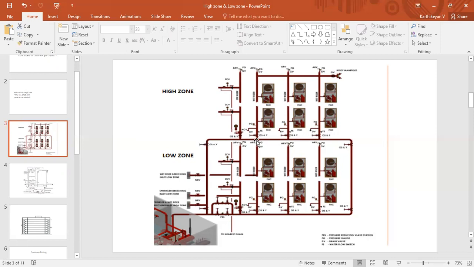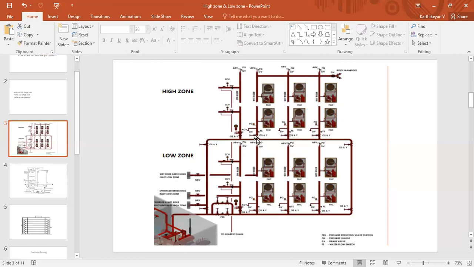If the high zone starts after 51 meters, what is the use of this? From here your pump pressure is 17 bar. From here to here, 51 meters is made, so the vertical pressure loss will be 5.1 bar. 5.1 bar loss, so 17 minus 5.1 bar, what is remaining? It is 11.9 bar.